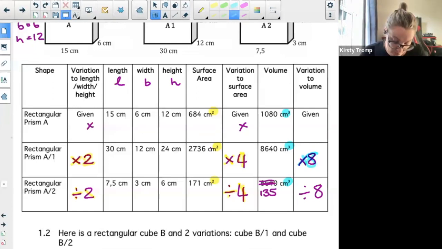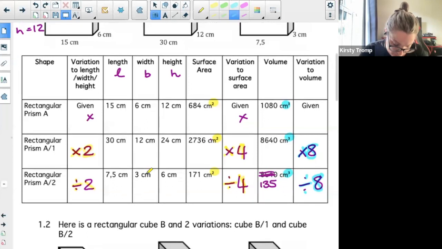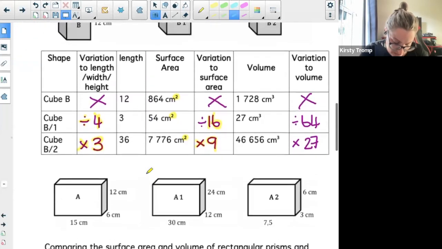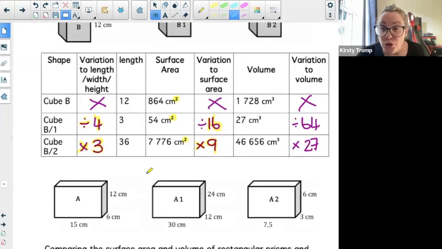And the same thing, when we've got 2 to the power of 3, it'll give you 8. Let's see if it works in our other block. For the cube, first we divide it by 4. Remember, volume is always cubed, so 4 times 4 times 4. What's 4 cubed? It gives me 64.